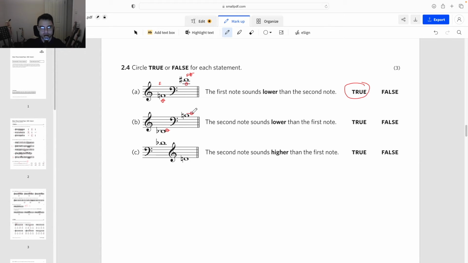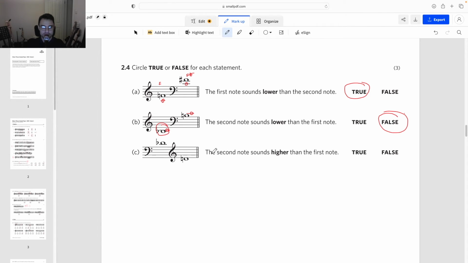So if we go from C, we go down to B, all right? So that is a semitone. C down to B, that's a semitone. So this note here, that note is lower than this note. The second note sounds lower than the first note. False. The second note is one semitone higher than that note.